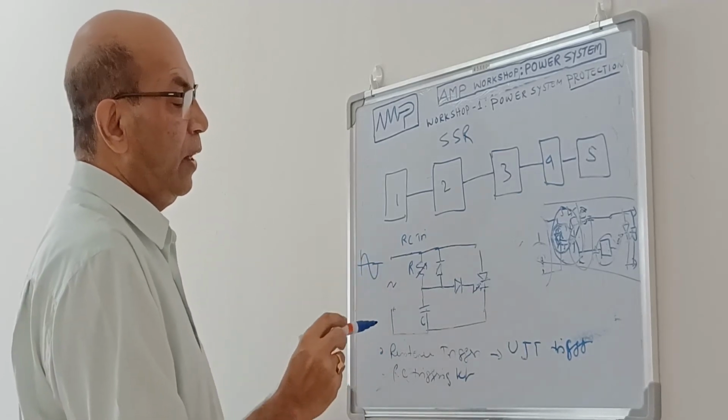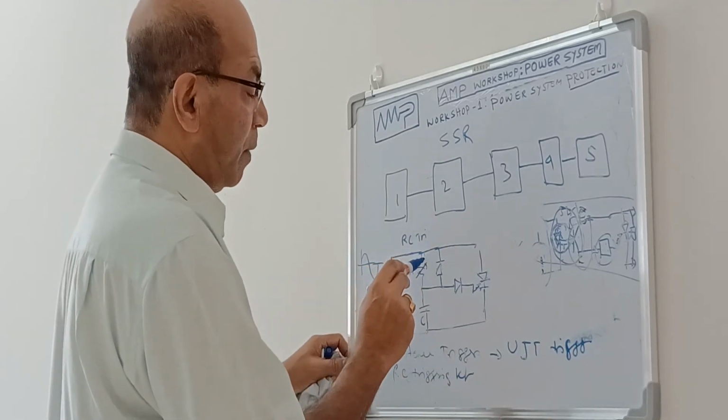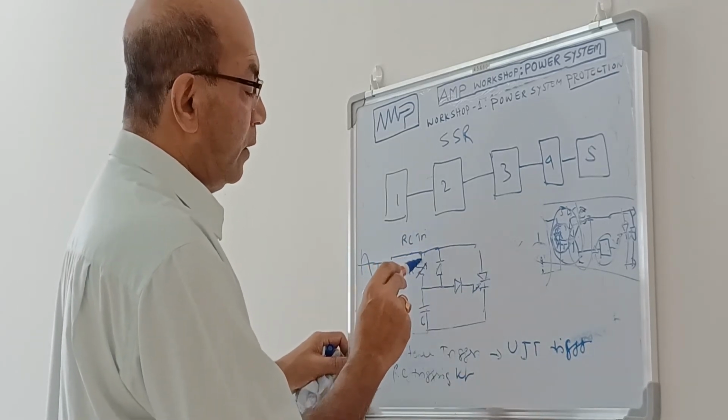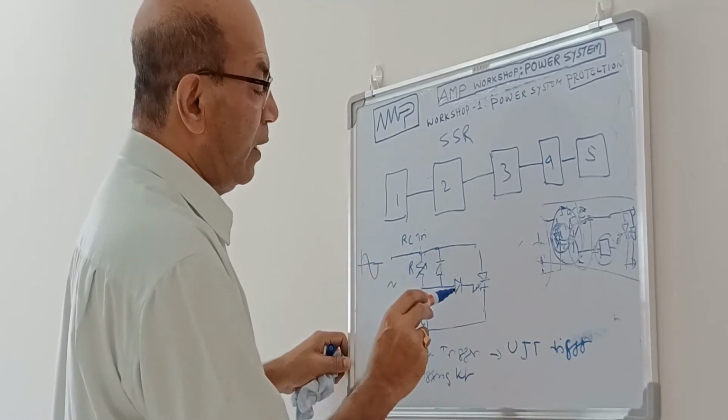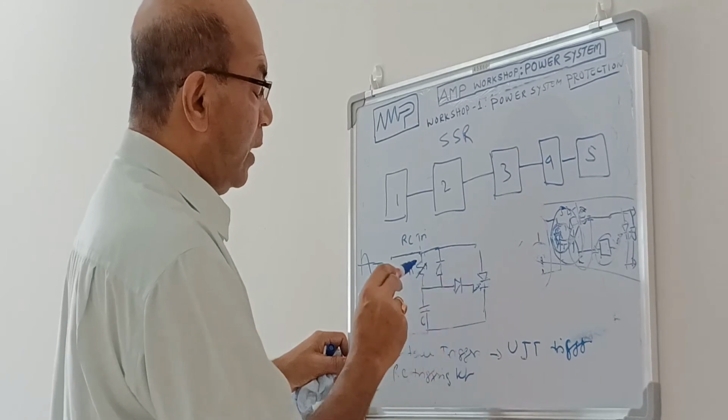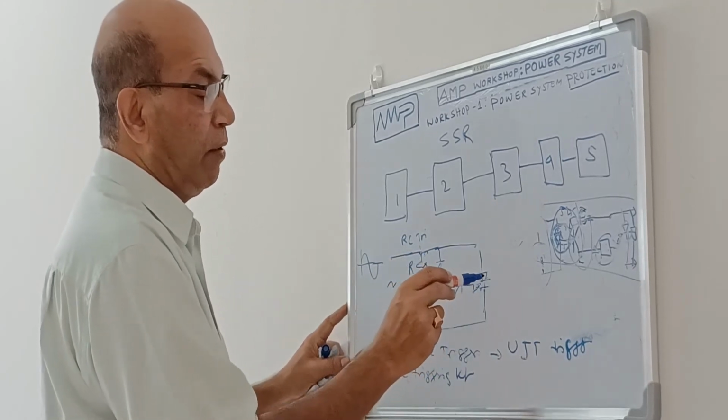In the positive half cycle, what is happening? The current is passing through this. This is a capacitor. This is a diode. So the first half cycle is positive, so the diode is giving a power supply. The resistor is controlling how much current is required for this.